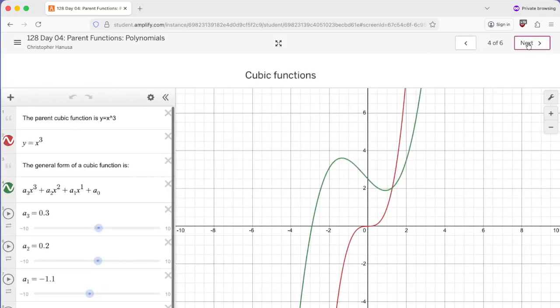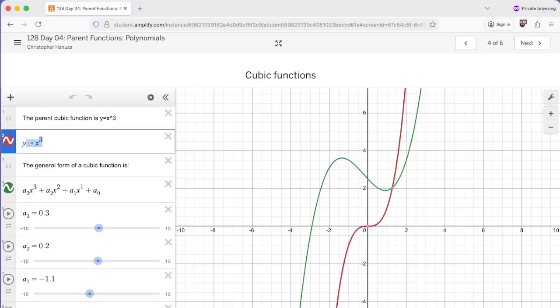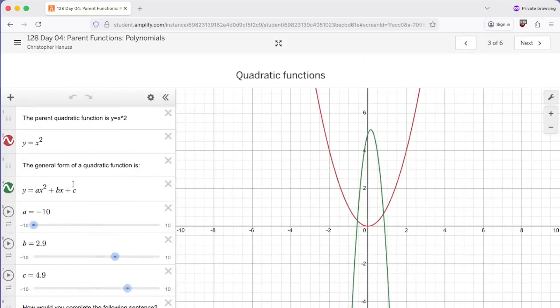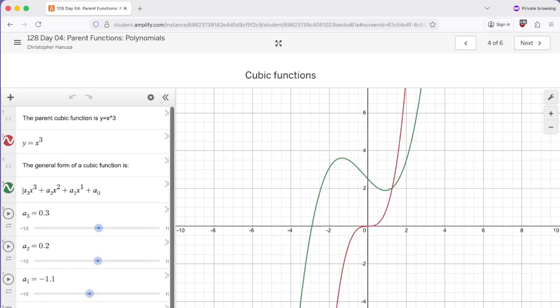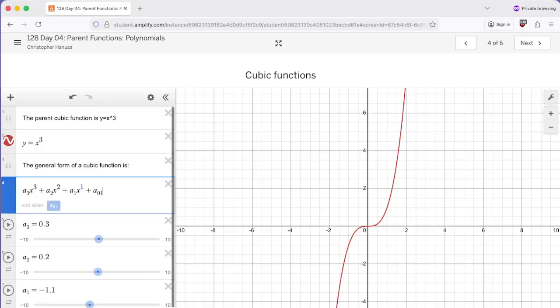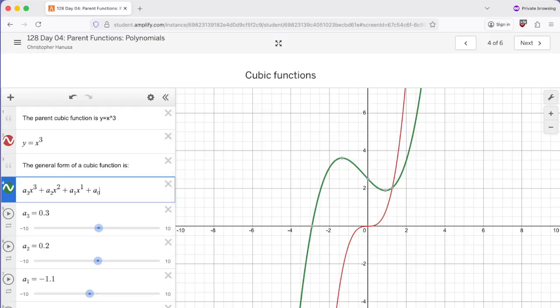All right, next one. Cubic functions. The parent cubic function is y is equal to x cubed. So that's this red curve right here. So just like before, on the previous slide, we had y is equal to ax squared plus bx plus c. Those are different constants multiplied by x squared, x, and 1. In this case, we're going to have constants multiplied by x cubed, x squared, x to the 1, and 1. I can put a 1 in here, times 1.